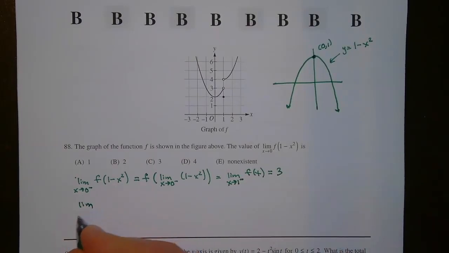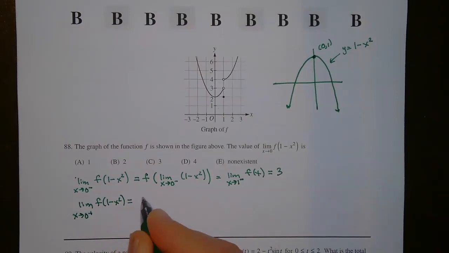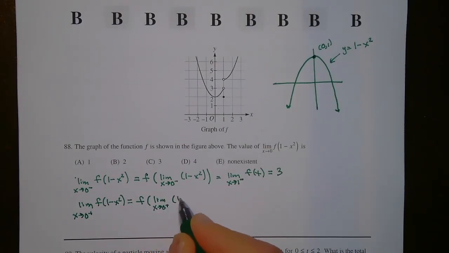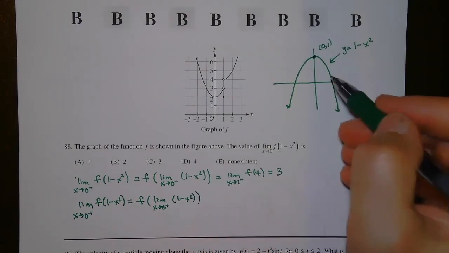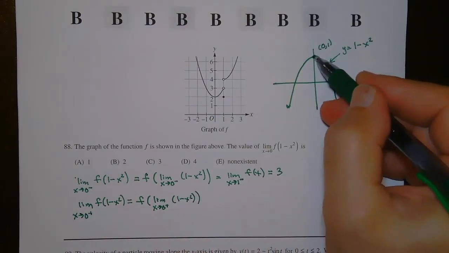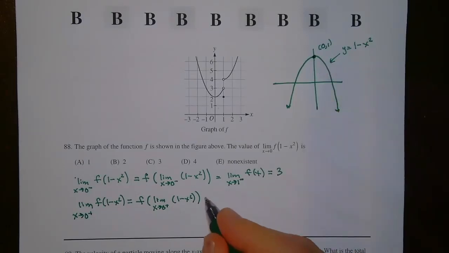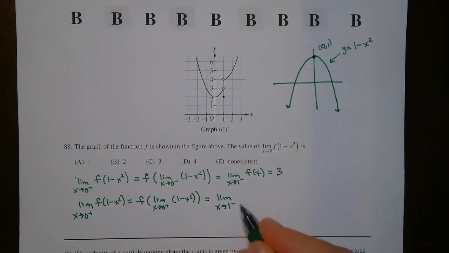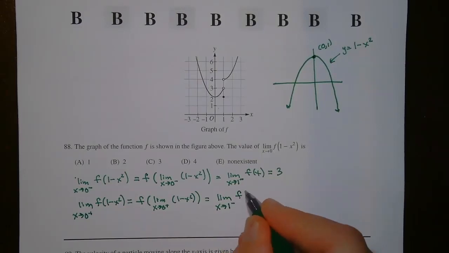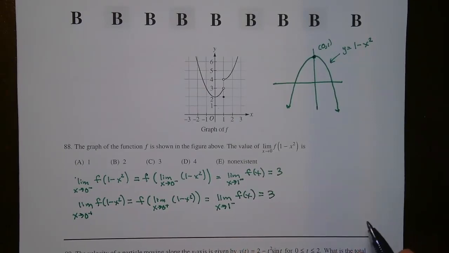So then the limit as x approaches 0 from the right of f of 1 minus x squared is equal to f of the limit as x approaches 0 from the right of 1 minus x squared. But if we approach 0 from the right, we're getting closer and closer to 1, but from values underneath 1. So this becomes another limit, the limit as x approaches 1 from underneath, from below 1, of f of x. And that's also equal to 3. So the answer to this is 3.